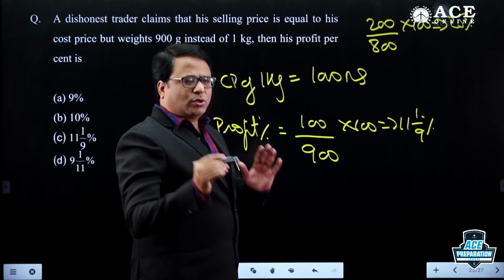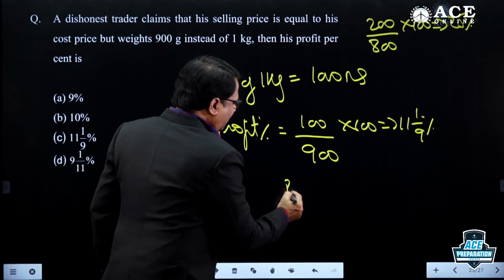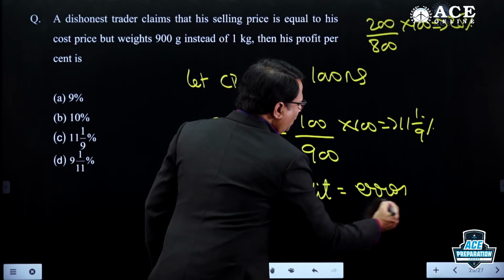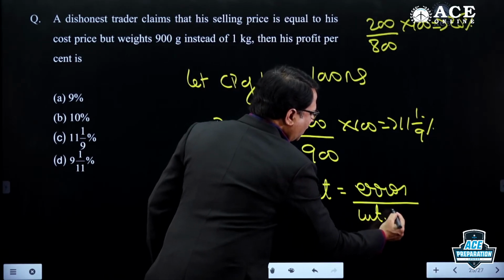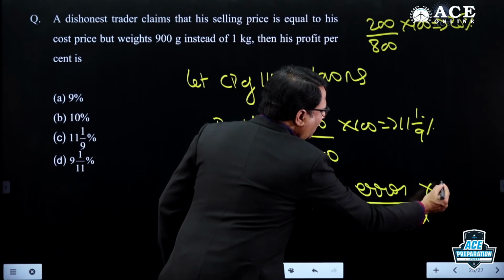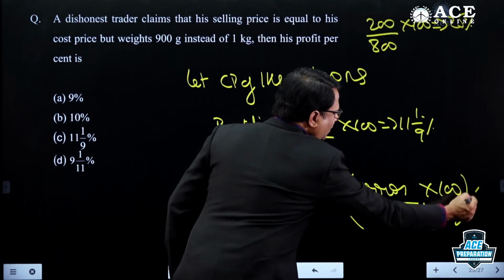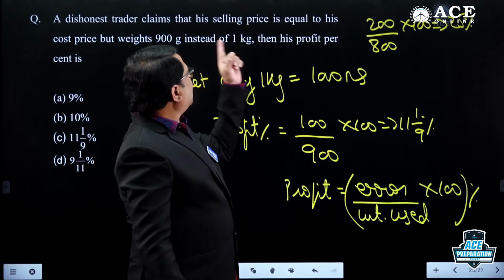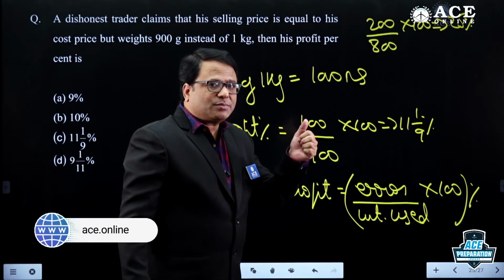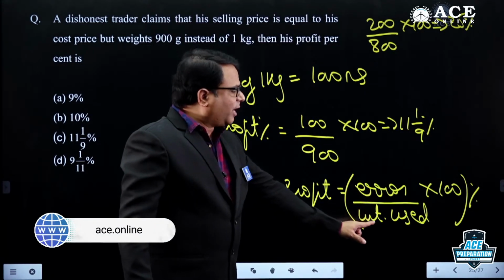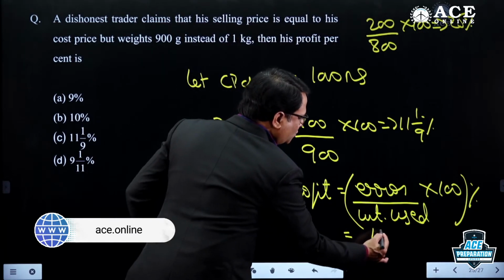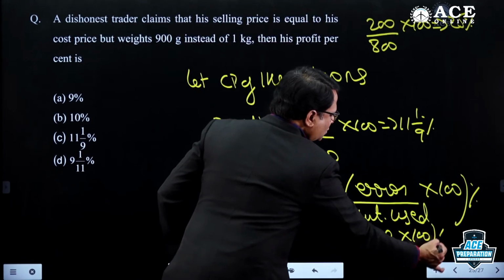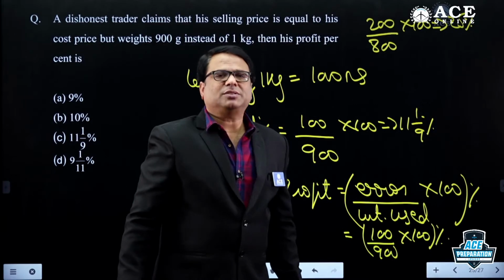Okay? But I will also give you the formula for this. Profit percent formula: profit equals error by weight used, into 100%. This is the formula if you want to use it. In the problem given, the error is 100 grams, because he is short weighing by 100 grams. The weight used is 900 grams. If you want, I can substitute the values here: 100 by 900 into 100 percent. So that will give you 11 1/9% profit.